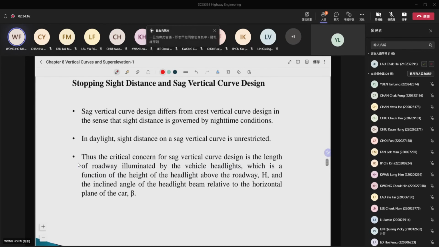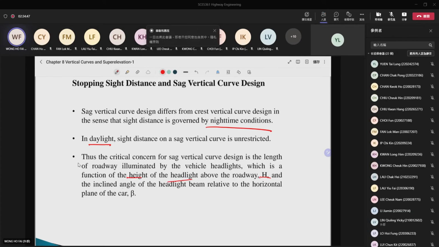But for here, actually, again, the sag curve differs from the crest vertical curve. There's actually no limitation if it is in the daytime, as I mentioned, because there's daylight. So for this kind of sag curve, it actually depends on the so-called nighttime conditions. Well, if your vehicle has different headlight height, h, and angle of headlight beam, beta, then of course you will have a different answer.